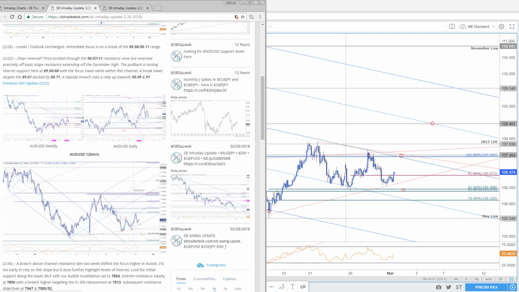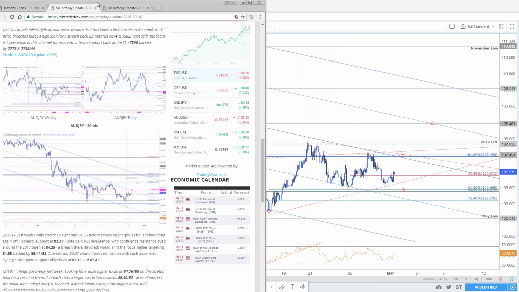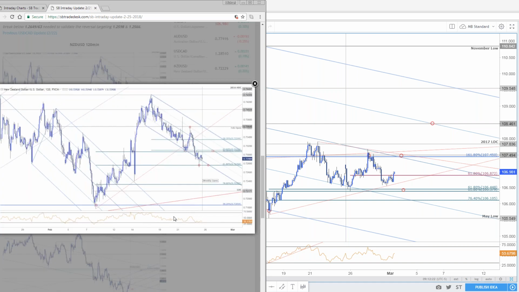Oh, wrong report. Here's Kiwi. So this is from Sunday, right before the markets opened. We were talking about resistance, near-term resistance at 73. As long as you stay below the 50 line, that was our bearish invalidation. We basically wanted to see a break below 72.76.